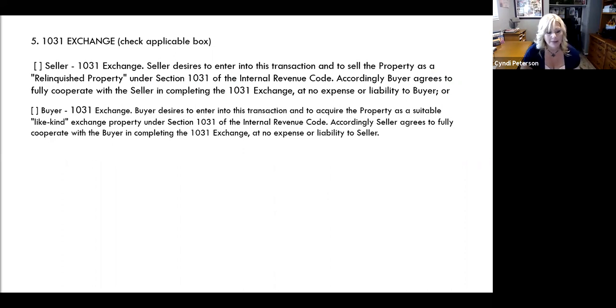1031 exchange, you probably don't work with these a ton, but if somebody's buying a property because they just sold another property that is an investment property and they want to roll it over so they don't have to pay the taxes on it, they're just going to keep rolling it, that's what a 1031 would be. If that's the case, you need to make sure that you're protecting your buyer or seller, that they have that in there. So that's another one that could be in there.